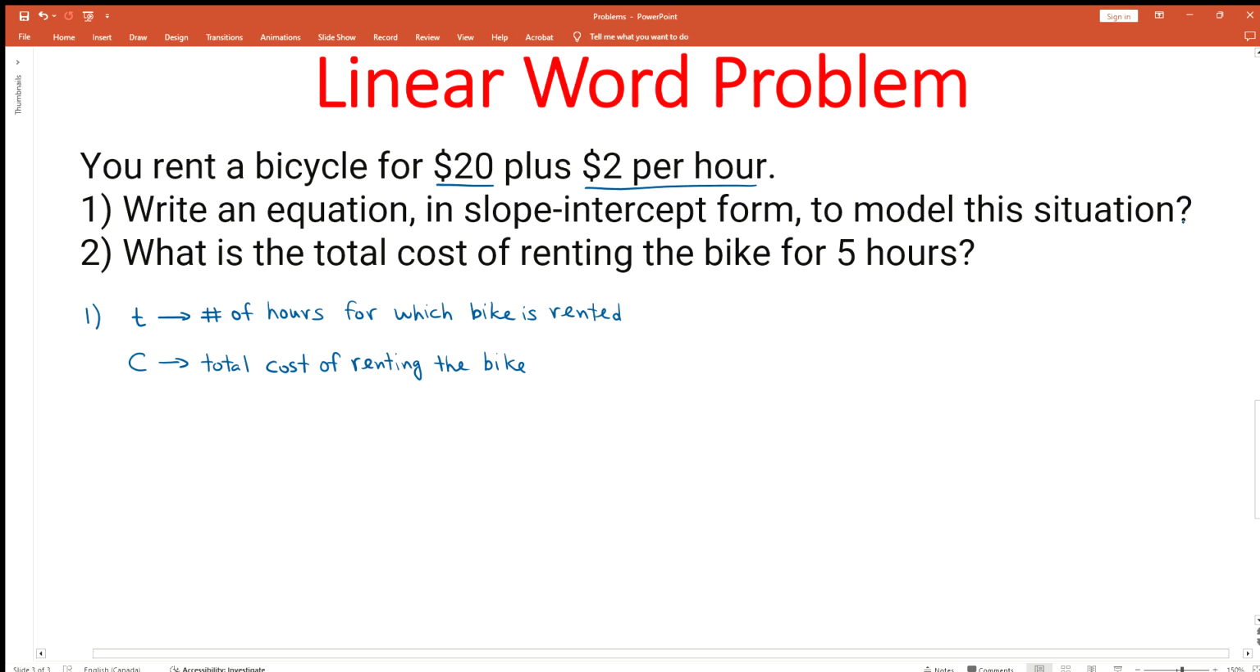We have to write the equation in slope-intercept form. Slope-intercept form is also called slope-y-intercept form. The general equation of a line in slope-y-intercept form is y equals mx plus b. In this equation, m represents the slope of the line and b represents the y-intercept or initial value.